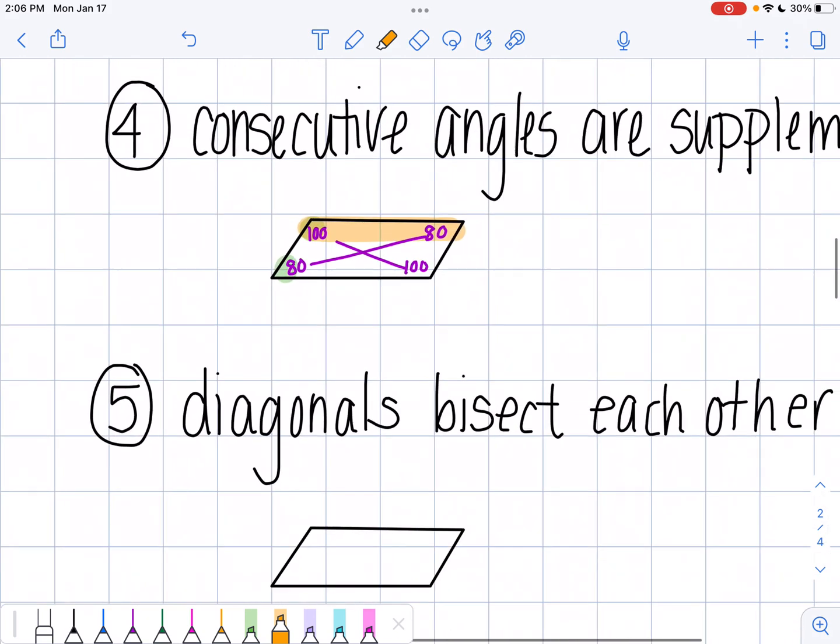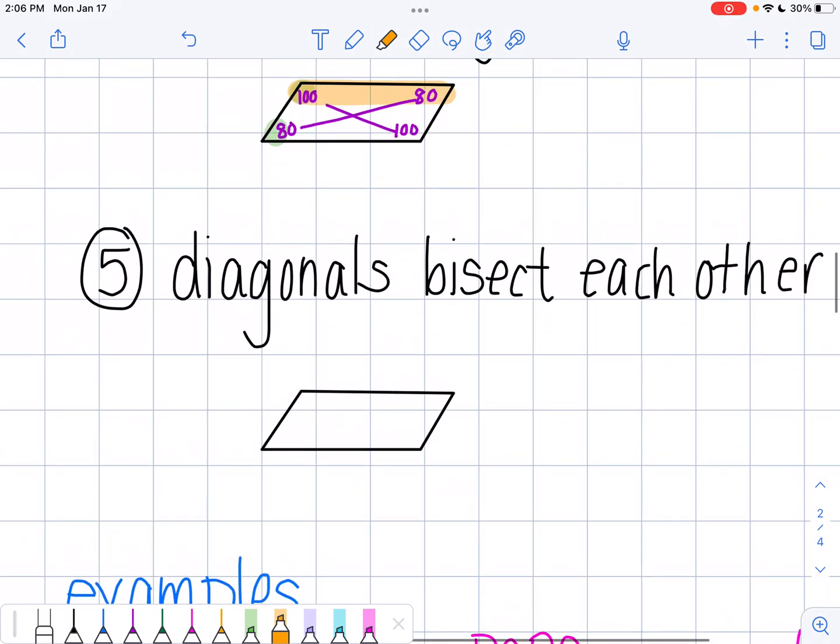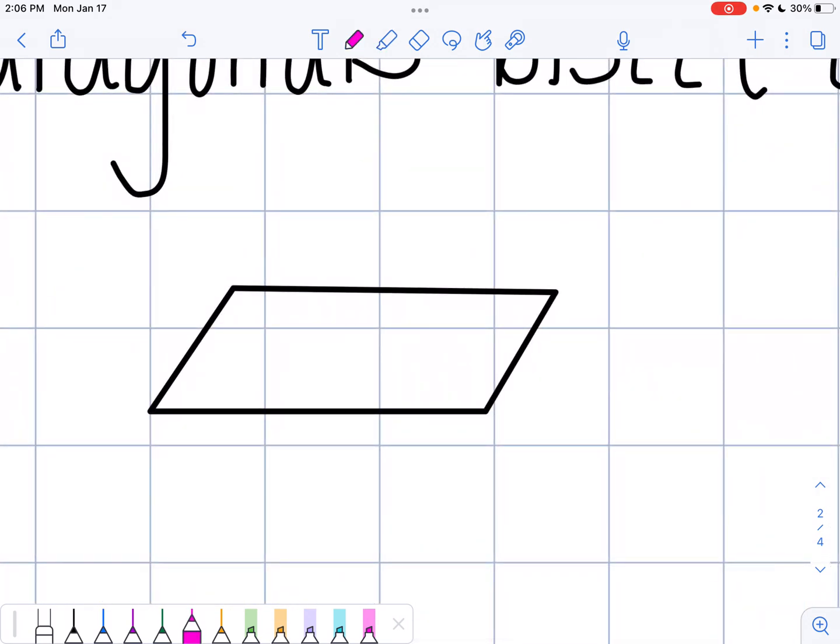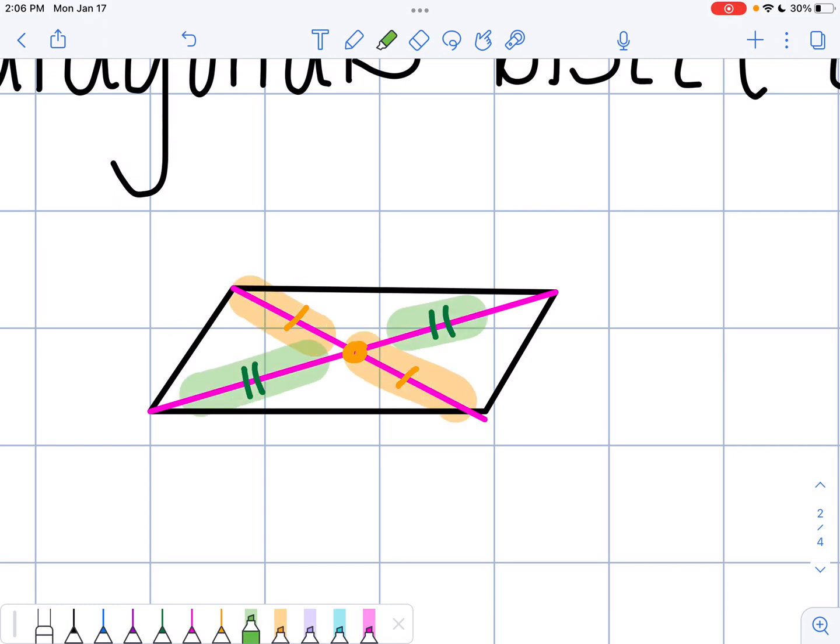And last but not least, it says the diagonals bisect each other. That means if I'm drawing in a diagonal, a diagonal connects an angle that's not immediately connected to the side. So these are my diagonals right here. When diagonals bisect each other, if this is the point in the middle, it means this side and this side are equal, and this side and this side are equal. All the diagonals are not equal. Like these orange guys are not equal to the green ones.